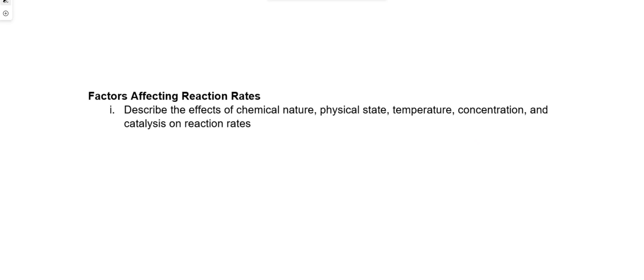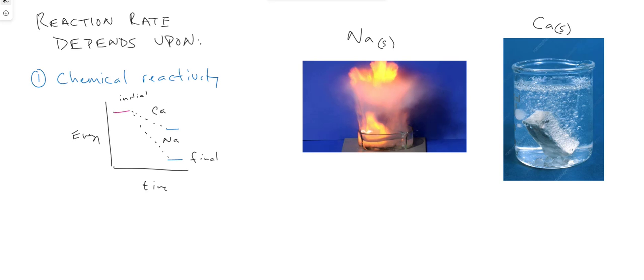So after this subsection, you should be able to think about how certain experimental factors affect the chemical reaction rate. So things like the nature of the chemical reactant, its physical state, whether it's solid, liquid, or gas, the temperature, concentration, and whether or not there's a catalyst. So the reaction rate of a chemical reaction really depends on 5 kind of general ideas.